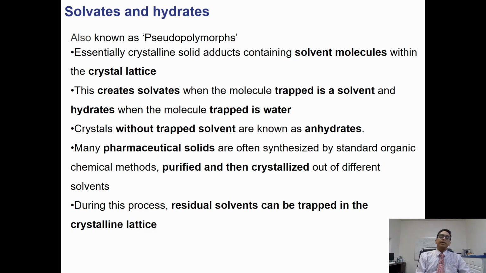We have earlier discussed that crystals are also considered to be stoichiometric or non-stoichiometric. Under that, we have also discussed solvates and hydrates. And just for understanding, solvates and hydrates are also called pseudopolymorphs. To make you understand the meaning of pseudopolymorphs, pseudopolymorphs are nothing but crystalline compounds which contain some solvent molecules within the crystal lattice. When the crystal lattice contains a solvent, we call it a solvate. When it contains water molecules, we call it a hydrate. Crystals without any trapped solvent we call anhydrates.